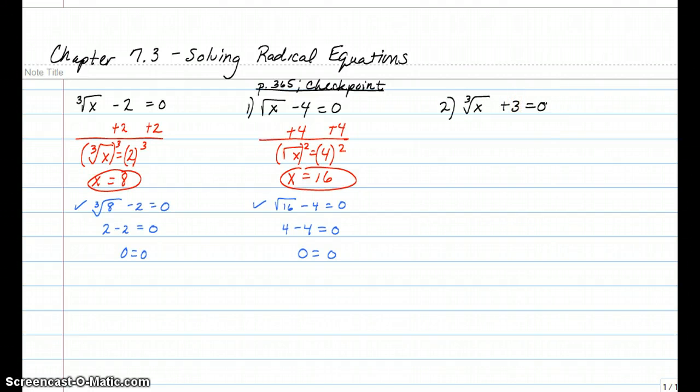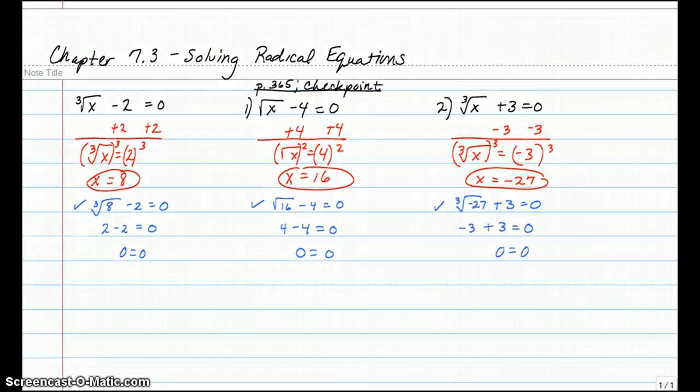Go ahead and try the problem on your own, and then turn the recording back on to see how you did. So on the cube root of x plus 3 equals 0, the first step is to subtract 3 from both sides. That leaves you with the cube root of x equaling negative 3. To isolate the x, you have to cube both sides. So the cube root of x cubed is x. Negative 3 cubed is negative 3 times negative 3 times negative 3, which is negative 27.